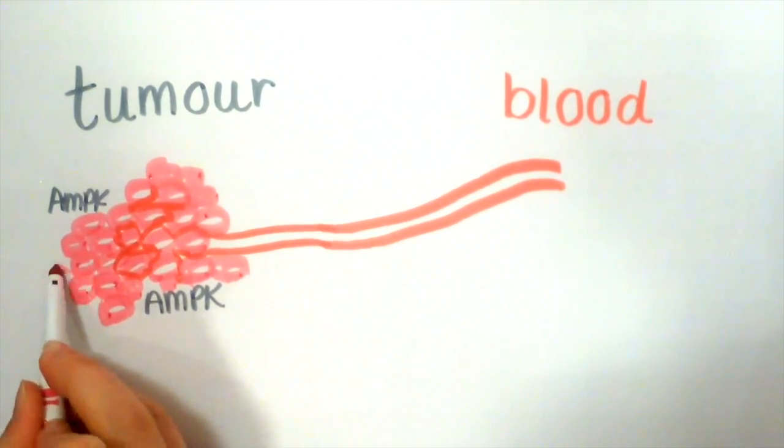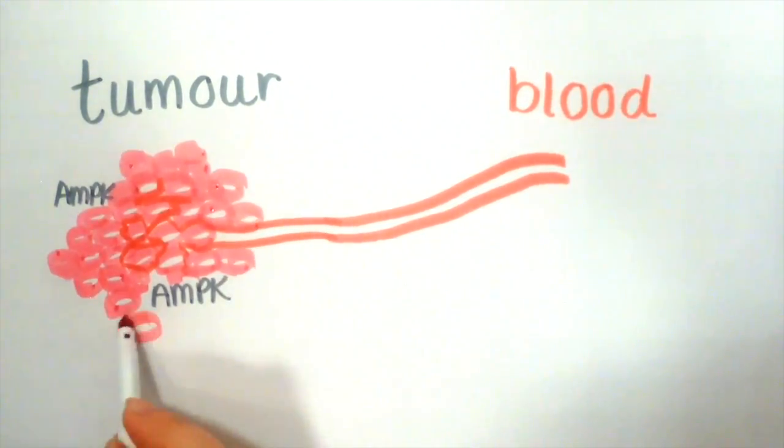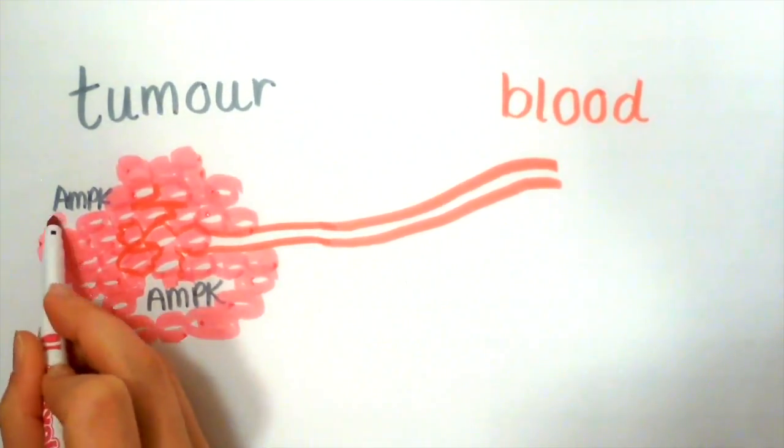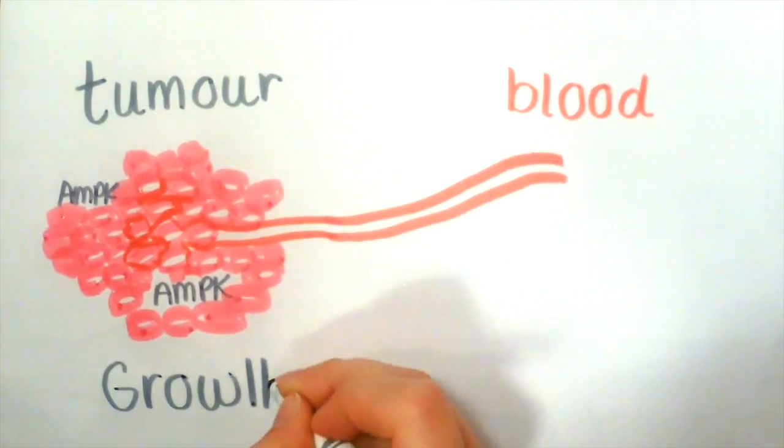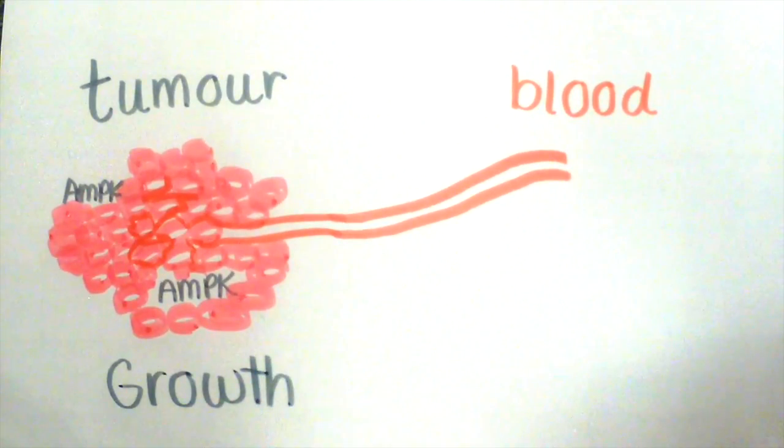AMPK switches fat synthesis to fat oxidation. This promotes glucose uptake in skeletal muscles. As a result, there is no excess free glucose in the bloodstream. This is favorable in the treatment of type 2 diabetes. Metformin, for example, is a highly prescribed drug for patients with type 2 diabetes.